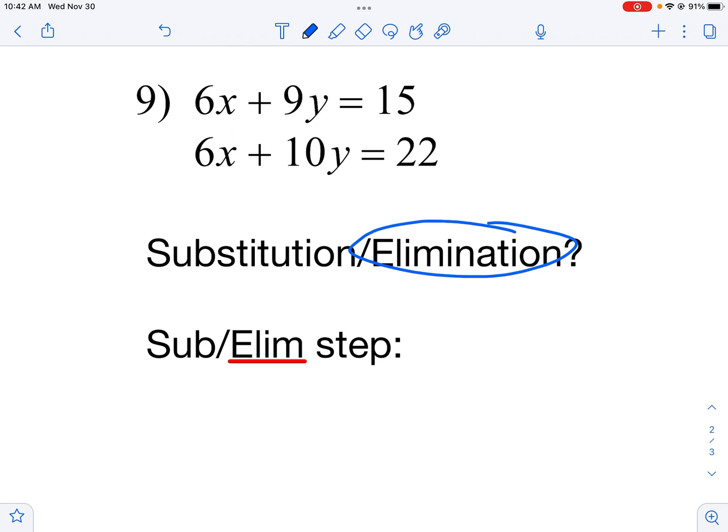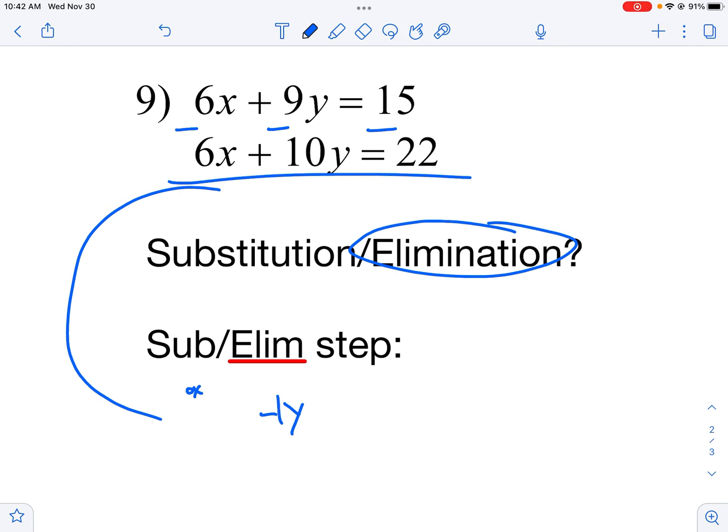All right, did you subtract on it? Because if you subtract, you're going to get 0x. That doesn't do anything, right? 6x minus 6x is 0x. And I got 9 minus 10, so it's going to be negative 1y. Let me write that a little bit better. Negative 1y. And on the right side, 15 minus 22 is negative 7. So there, I did it. I eliminated one of my variables. The x is gone when you subtract.